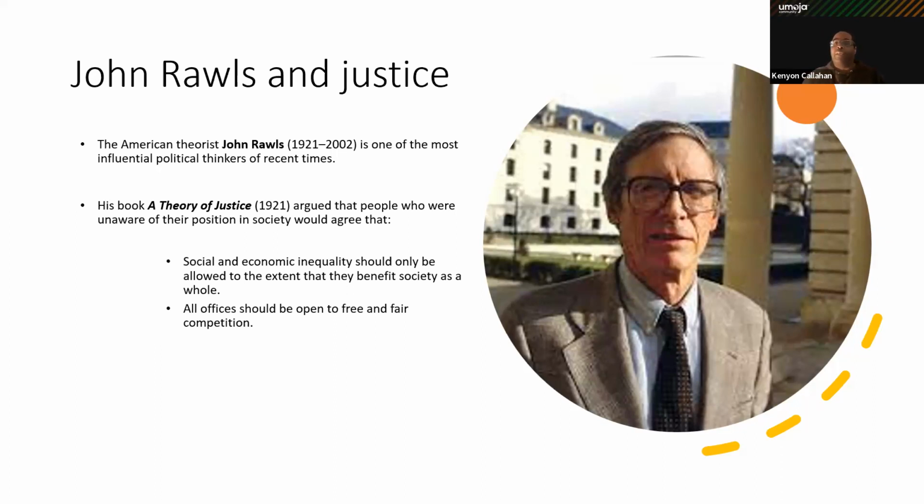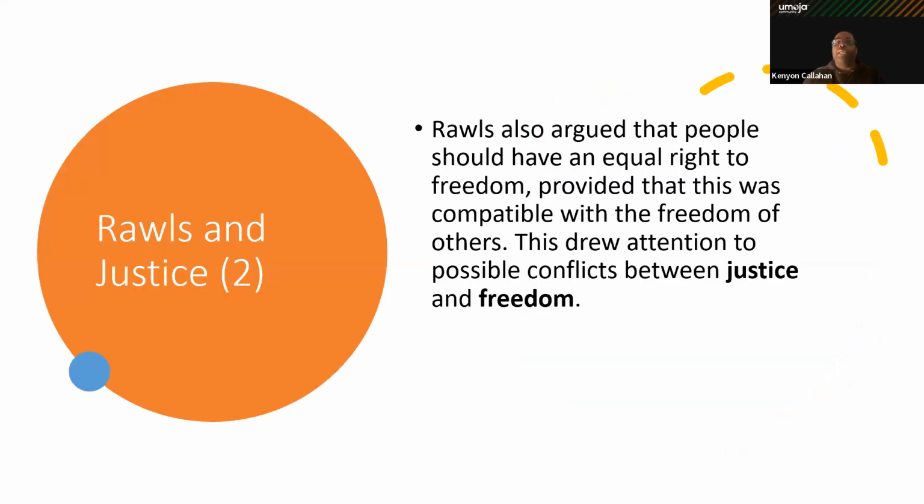And when we look at this, he would also argue that people should have an equal right to freedom, provided that this was comparable with the freedom of others. This drew attention to possible conflicts between justice and freedom. Because if you look at the United States, not everybody has all the same freedoms as other people. People with a lot of money have a lot more freedom than you, right? And so what do we do? How do you handle these things?